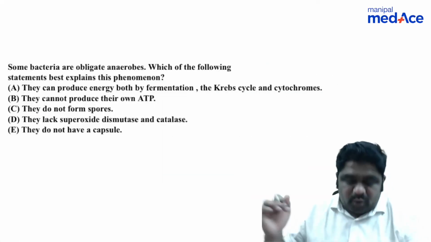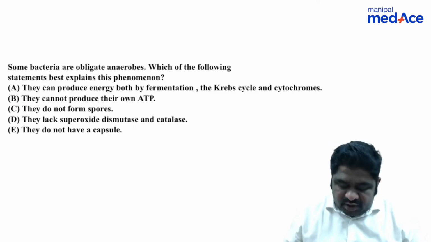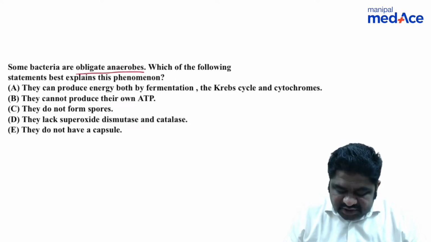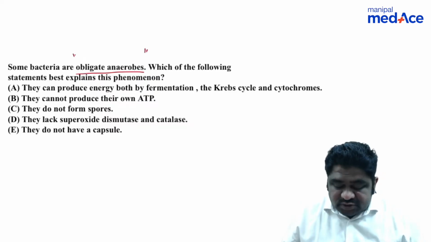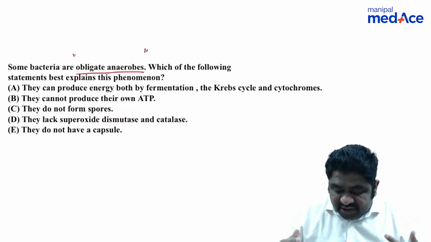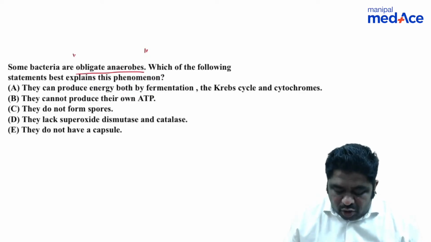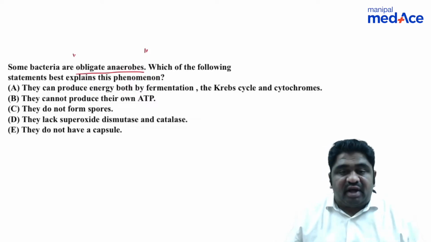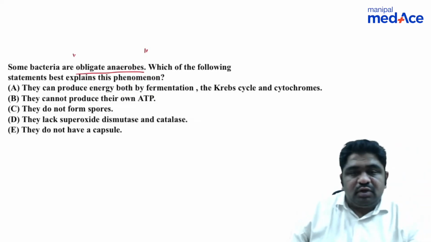Now, let's go for this question. This is a conceptual question. Try to see whether you'll be able to answer this. Some bacteria are obligate anaerobes. Which of the following statements best explains this phenomenon? Option A, they can produce energy both by fermentation, the Krebs cycle, and cytochromes. Option B, they cannot produce their own ATP. C, they do not form spores. D, they lack superoxide dismutase and catalase. E, they do not have a capsule. Which one?